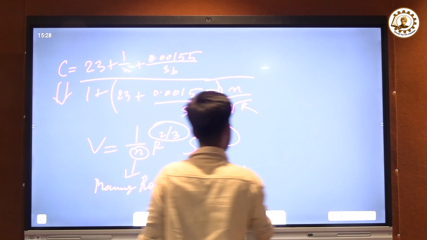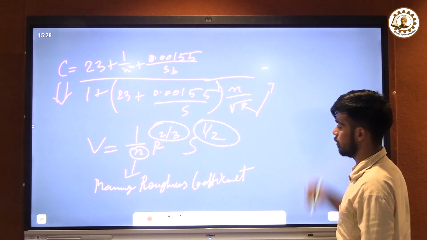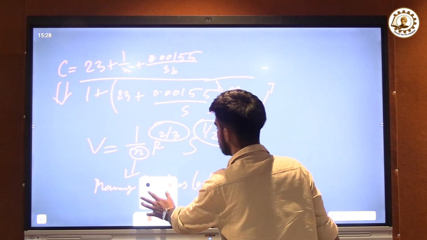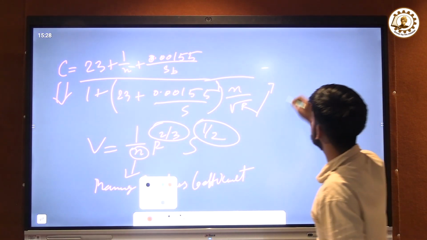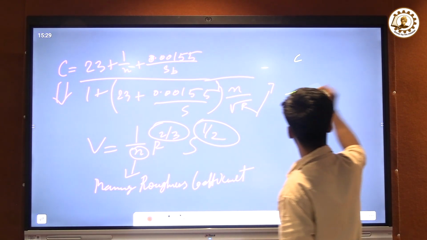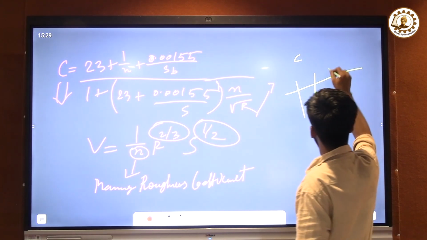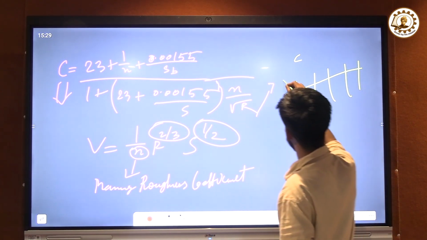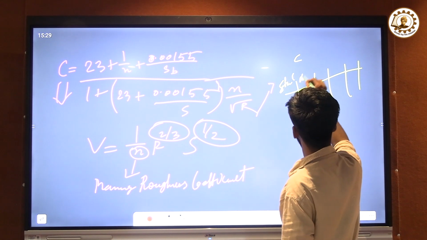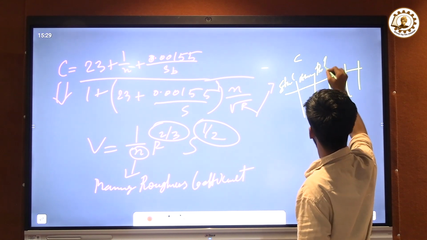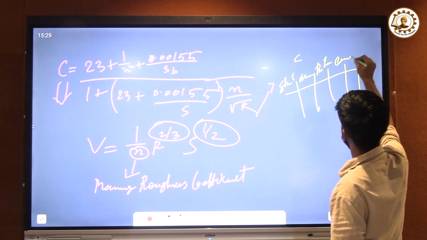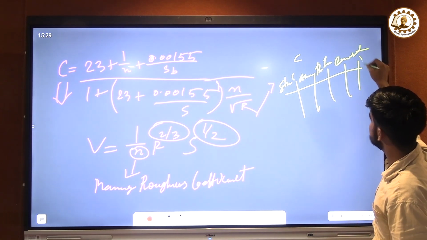Now, this Manning, he has so many followers. Because the value of this Manning roughness coefficient can be evaluated for several things, for steel, aluminium, bitumen, concrete, or even vegetation.